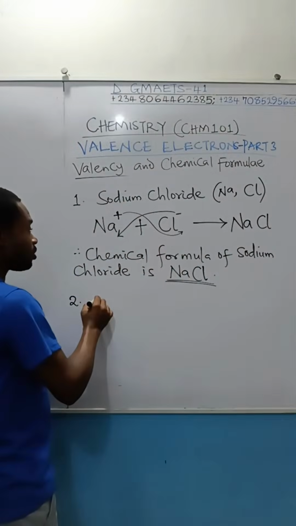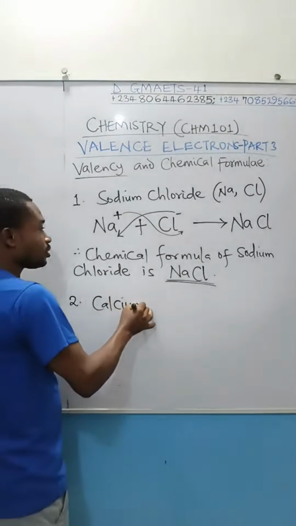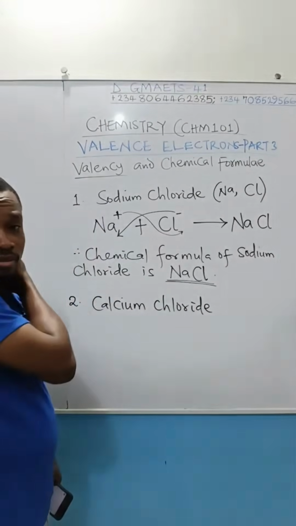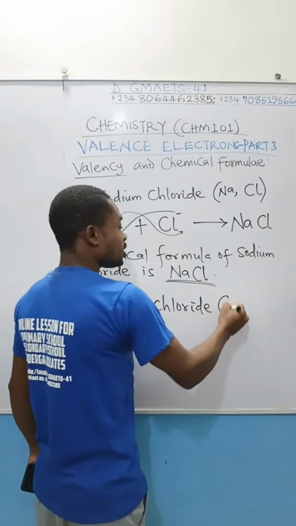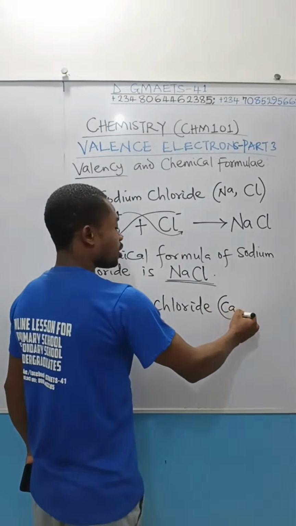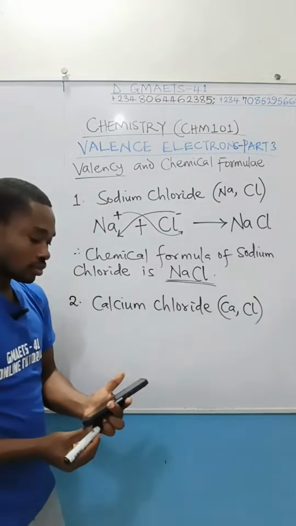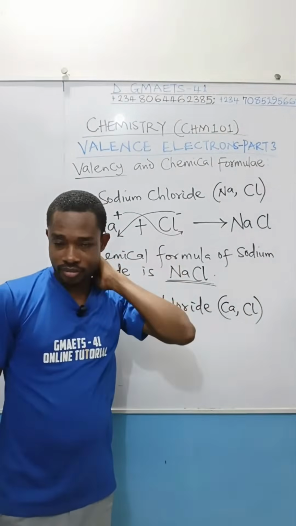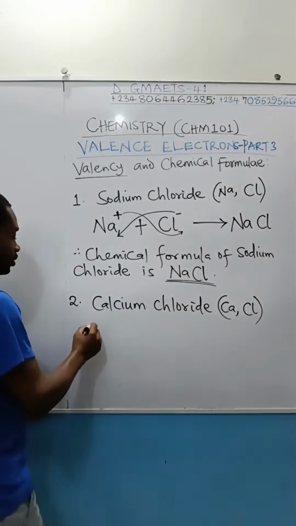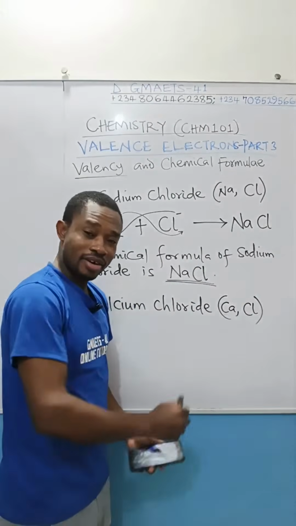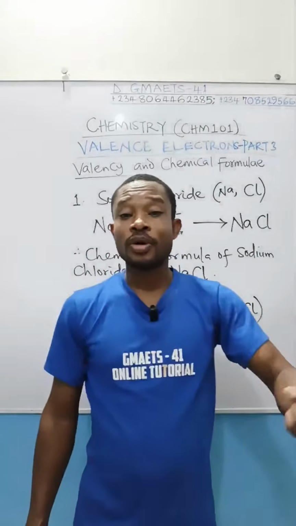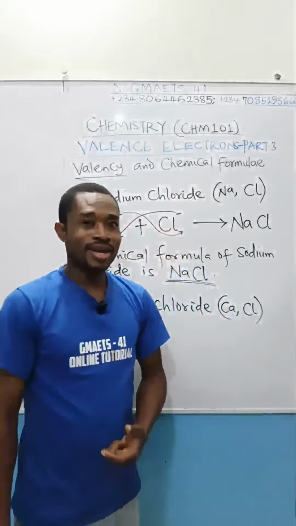So I want to write the correct chemical formula of calcium chloride. So you see, from the name, we can actually determine that the elements present are calcium and chlorine. Now, how do we get the correct chemical formula of calcium chloride? This is a binary compound. A binary compound contains 2 elements. So you have known what binary compounds are: compounds that are made up of 2 elements.